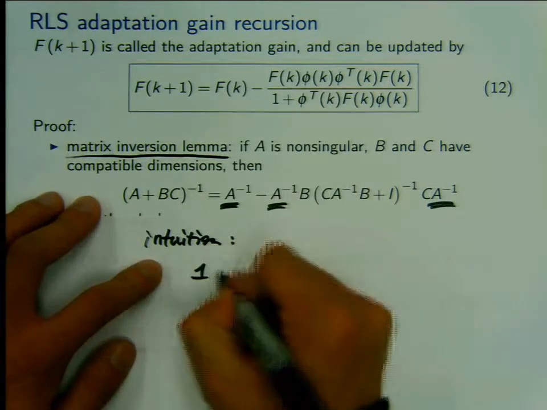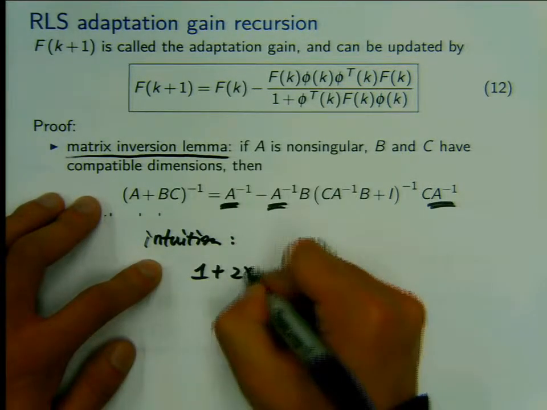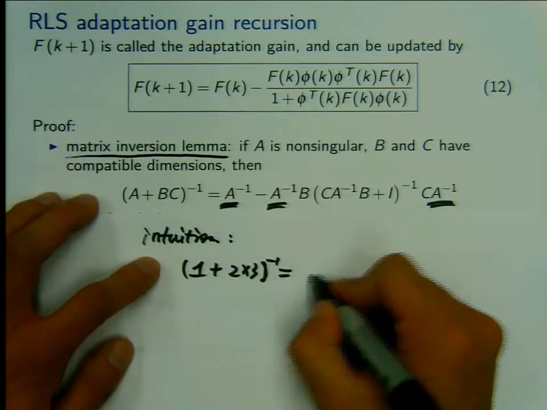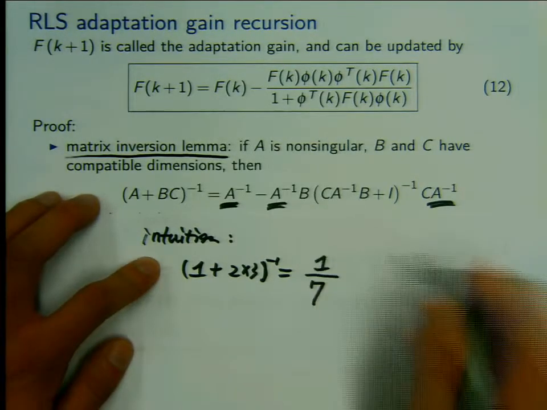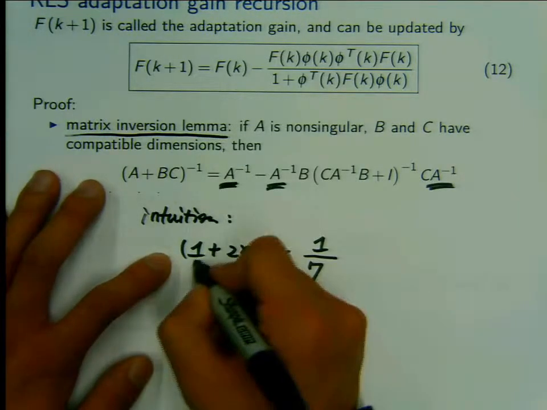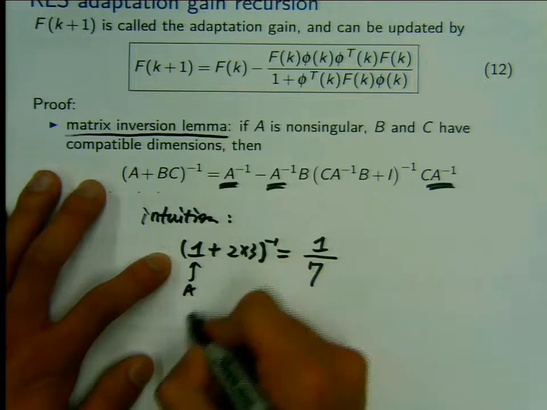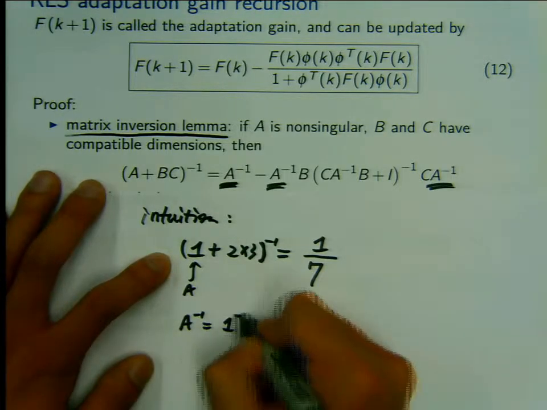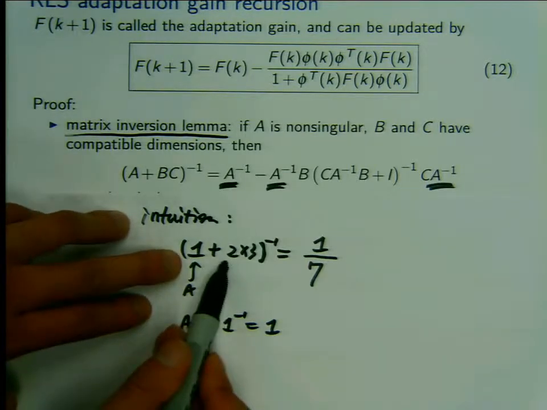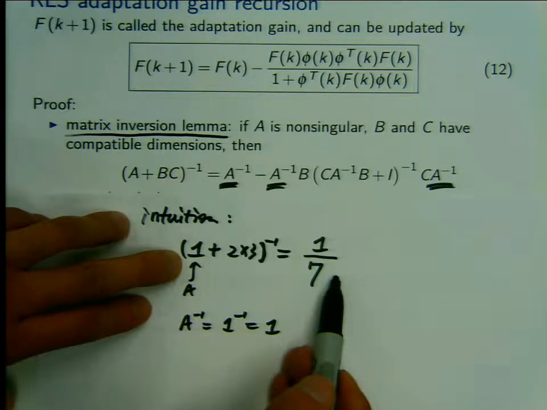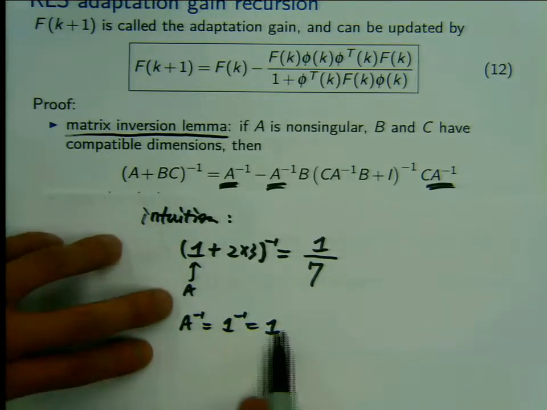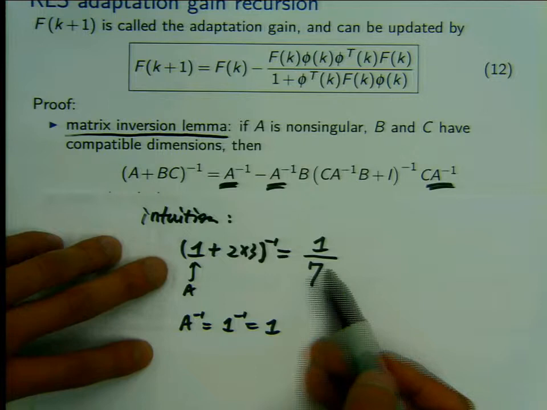If you have, for example, 1 plus 2 times 3, you do the inverse of this guy. It's going to be equal to 7, 1 divided by 7. Okay? So this 1 is roughly the A here. And this A inverse is going to be 1 inverse, so it's going to be 1. You see, when you increase the size here, the inverse is going to decrease in size. The inverse is decreasing from 1 to 1 divided by 7.